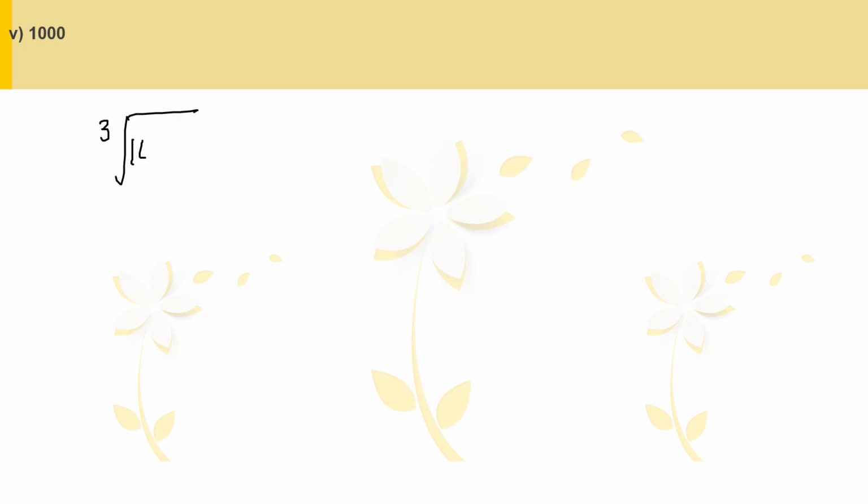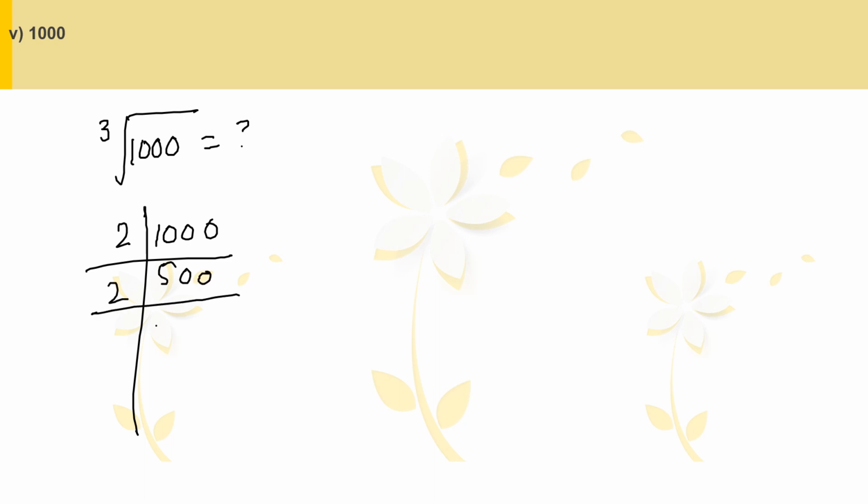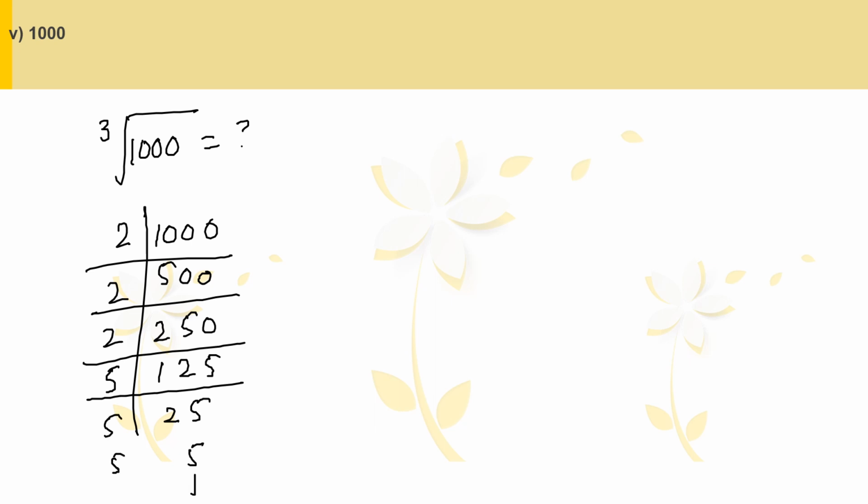Coming to part 5, again we have to follow the same steps. Cube root of 1000 is equal to question mark. Let's do the prime factorization. 1000, this is divisible by 2. 2 5s are 10 and these zeros. 2 2s are 4, 2 5s are 10 and zeros. 2 1s are 2, 2 2s are 4, 2 5s are 10. Now this is divisible by 5. 5 2s are 10, 5 5s are 25, 5 5s are 25, and 5 1s are 5.